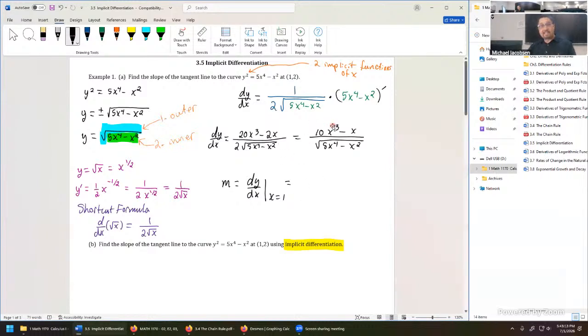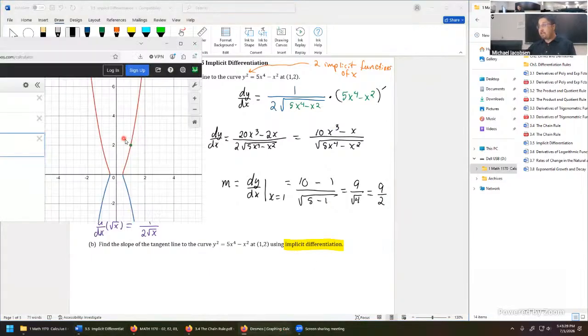Plugging 1 everywhere x is in this expression gives us 10 minus 1 divided by the square root of 5 minus 1. This gives us 9 over the root of 4, or 9/2, a slope of 4.5, which does definitely match this picture. This is increasing somewhat rapidly, not like y equals x, which would go like this, a 45-degree line. So 9/2 looks very plausible for that graph.